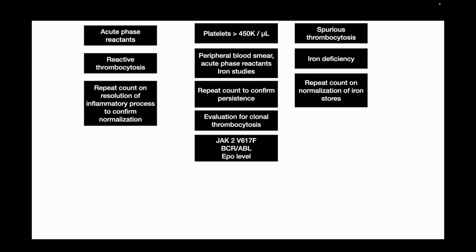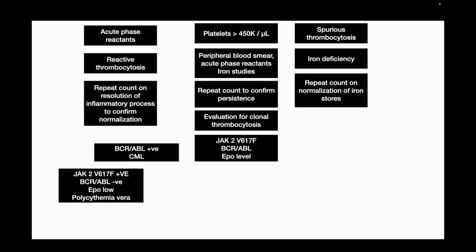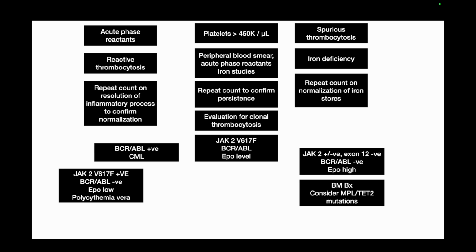For this, we get JAK2 mutation, V617F, BCR-ABL gene, and erythropoietin levels. If the BCR-ABL gene is positive, this is chronic myeloid leukemia. If the patient has JAK2 V617F mutation positive, BCR-ABL is negative with low erythropoietin, this is polycythemia vera. Then if the JAK2 mutation is negative, exon 12 mutation is negative, BCR-ABL is negative and erythropoietin is high, then go for bone marrow biopsy. Consider MPL and TET mutations. They may be present.